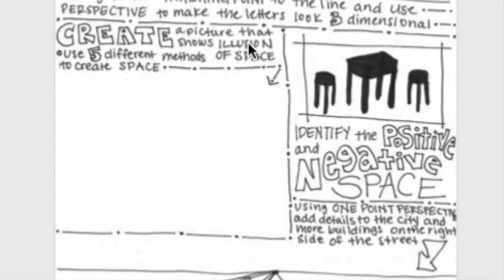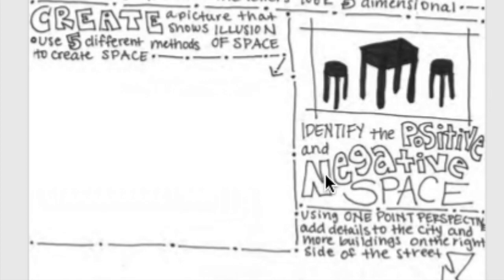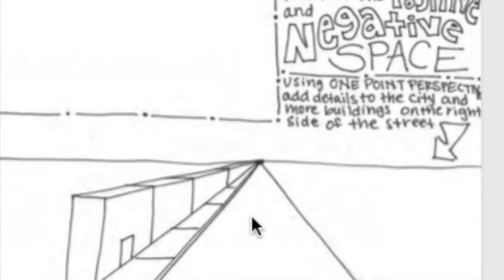Create a picture that shows the illusion of space. Use 5 different methods to create space. So they're talking about those 5 different methods that we looked at on the front page. Over here it says identify the positive and negative space. So that's just looking at this picture here and telling me what is the positive and what is the negative. And down at the very bottom here, it says use 1-point perspective to add details to the city and more buildings on the right side of the street.